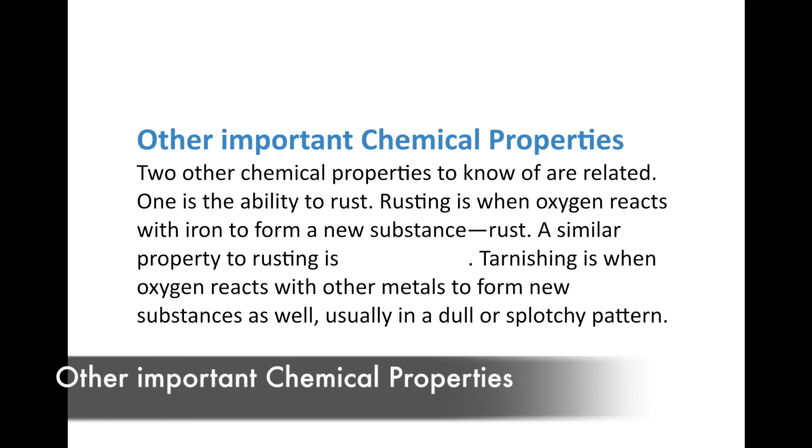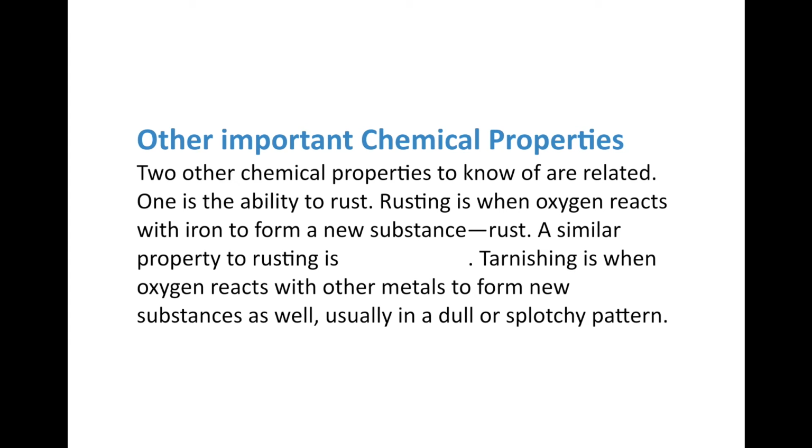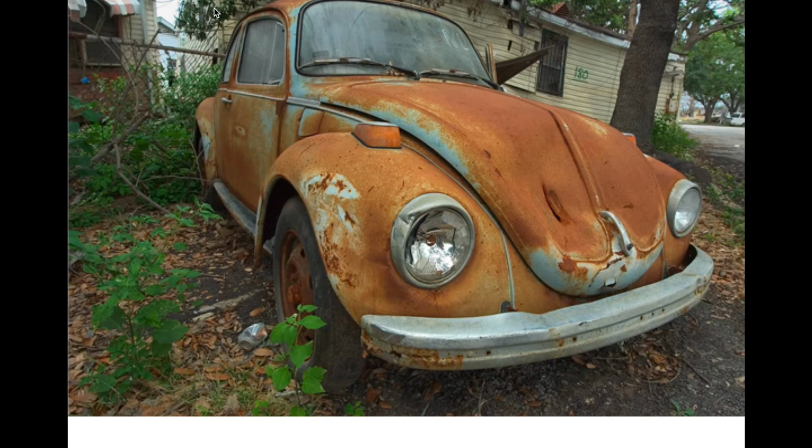So here are some other important chemical properties, one of which is rust. Rusting is when oxygen reacts with iron to form a new substance, which is rust. All that red stuff on the car is iron reacting with oxygen to form rust. The rust sitting on the car is not iron. It is something else. It's ferrous oxide. Because it was one substance before, iron, and now it's something different, we had a chemical reaction. So the ability of something to rust or oxidize is a chemical property.